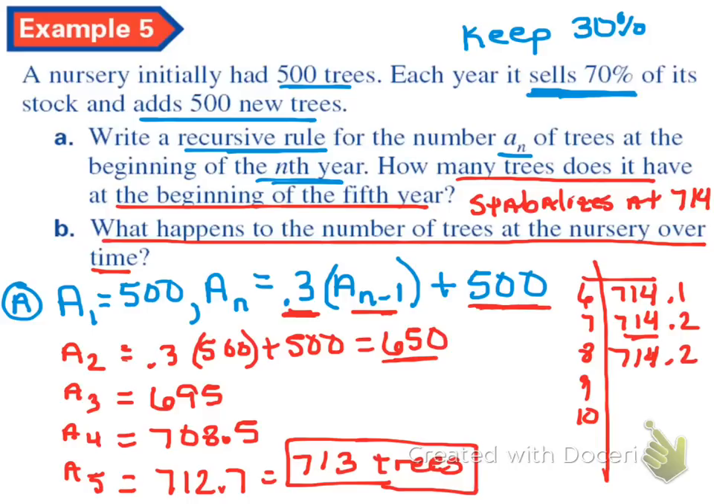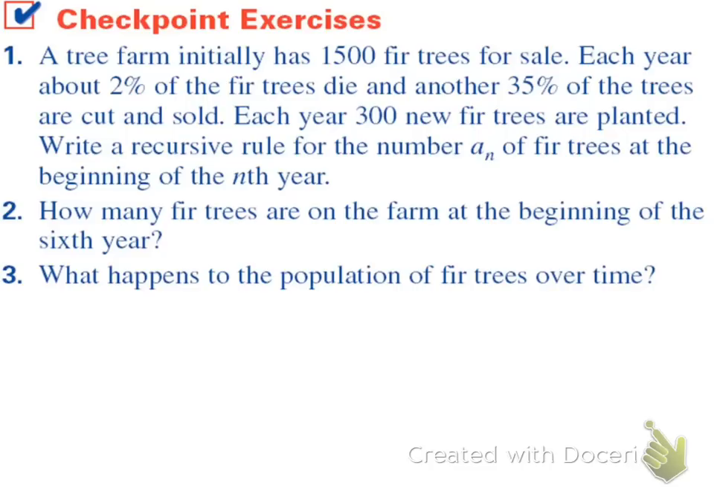Alright, let's look at the checkpoint. I'd like for you to pause the video, give the checkpoint a try, do just part 1, then unpause the video, check your answer. Alright, hopefully you've paused the video and given part 1 a try. You were supposed to write a recursive rule for this situation.